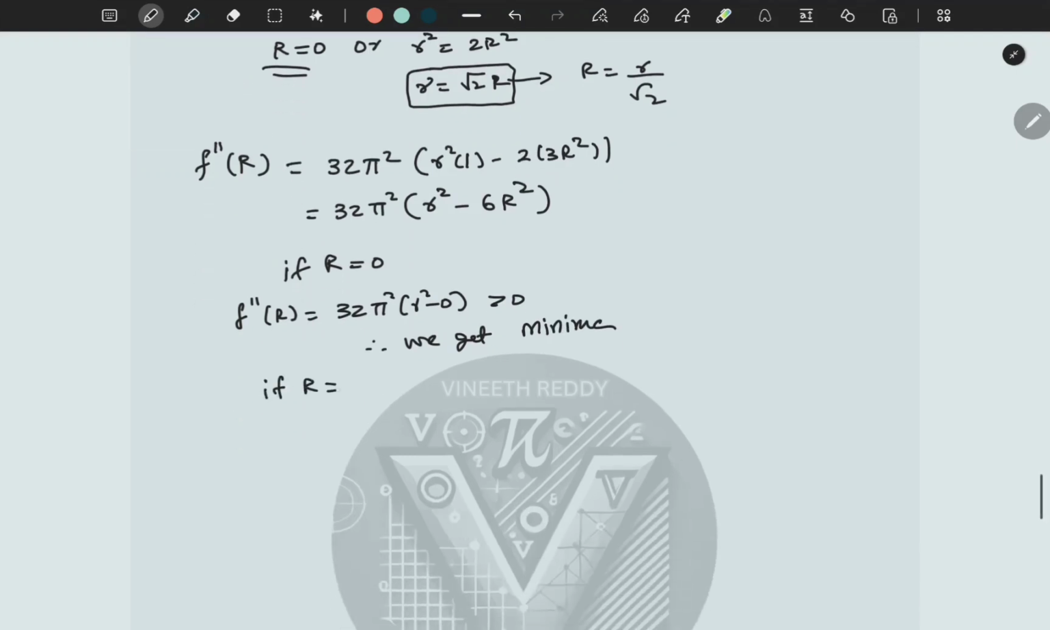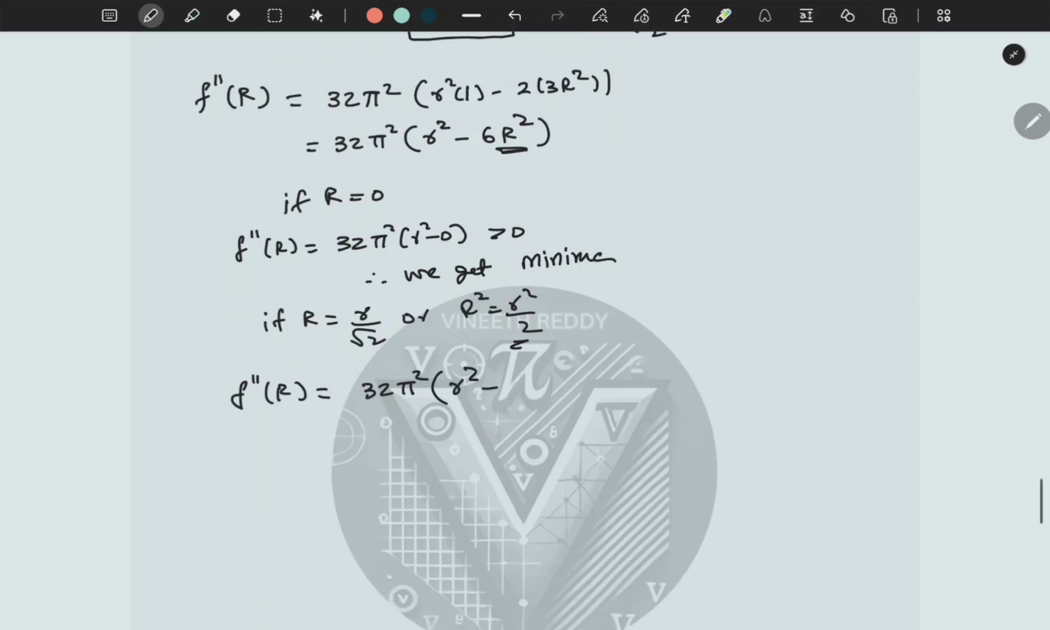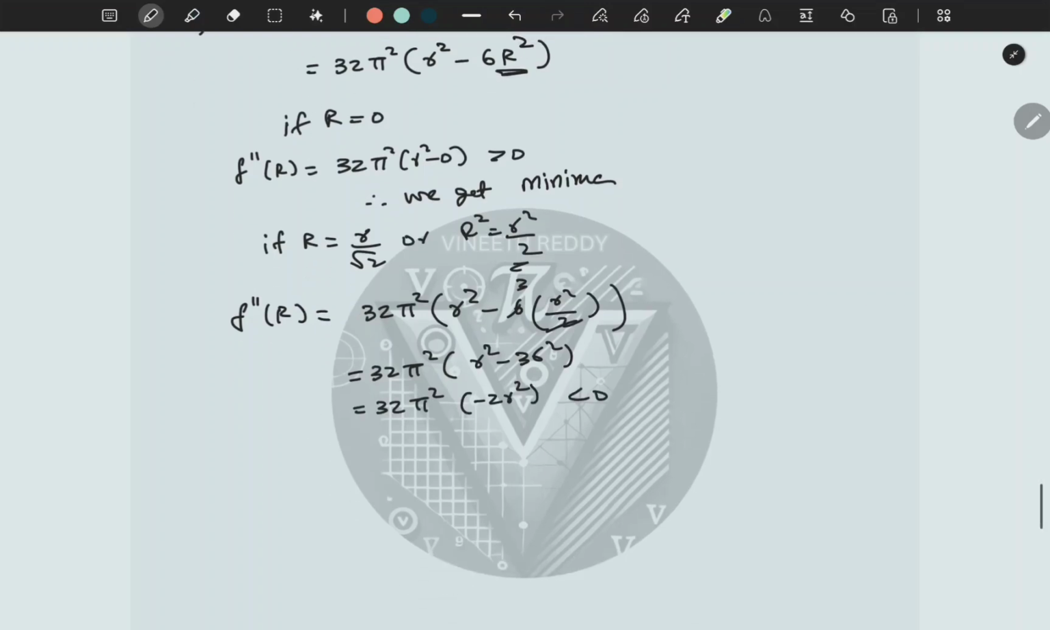But if capital R is r by root 2 or capital R square is r square by 2, then f double dash of r will be 32 pi square. Replace r square with small r square divided by 2, so we get r square minus 6 into r square by 2. So we get 32 pi square into r square minus 3r square, which is 32 pi square into minus 2r square, and this is negative. Therefore, we get maxima when capital R is equal to small r divided by root 2.